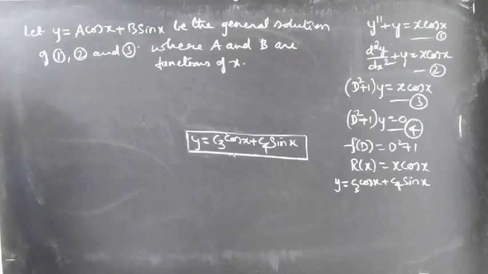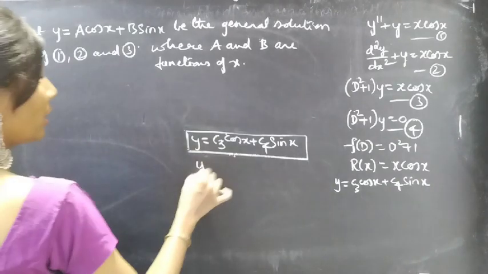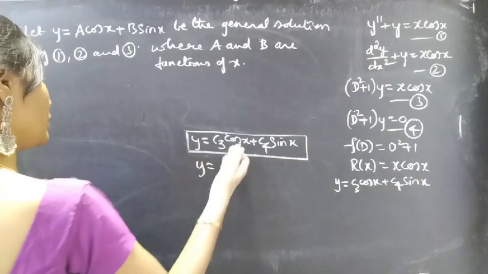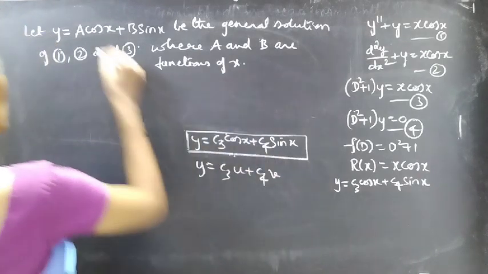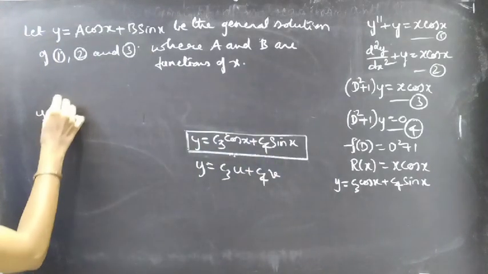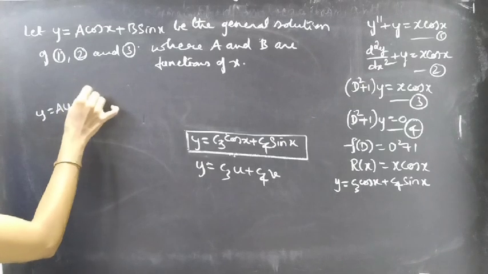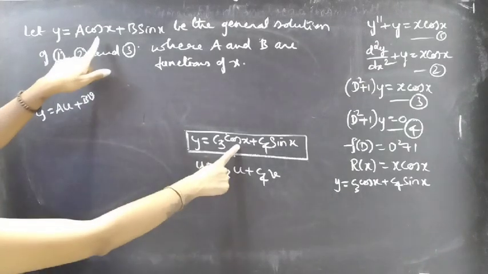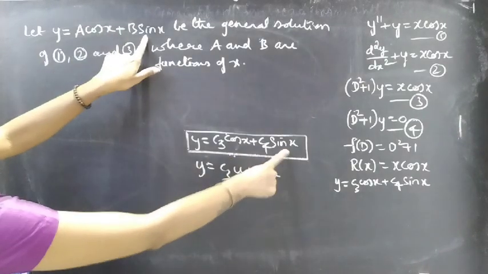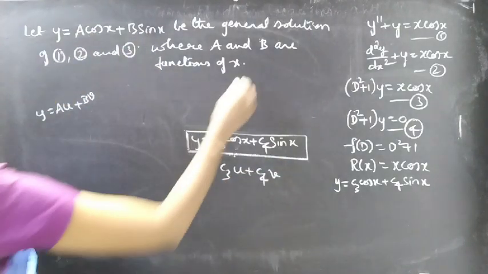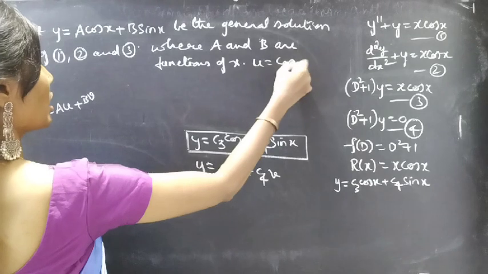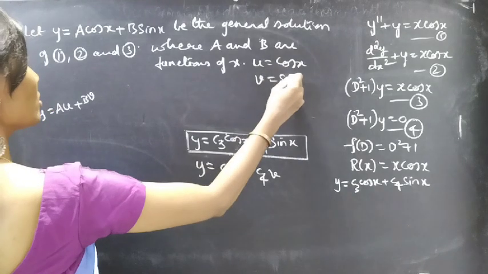Now if you compare this solution y equal to c3 u plus c4 v, or the general solution y equal to au plus bv, we will get u and v, where u is cos x and v is sin x. So you have u equal to cos x and v equal to sin x.